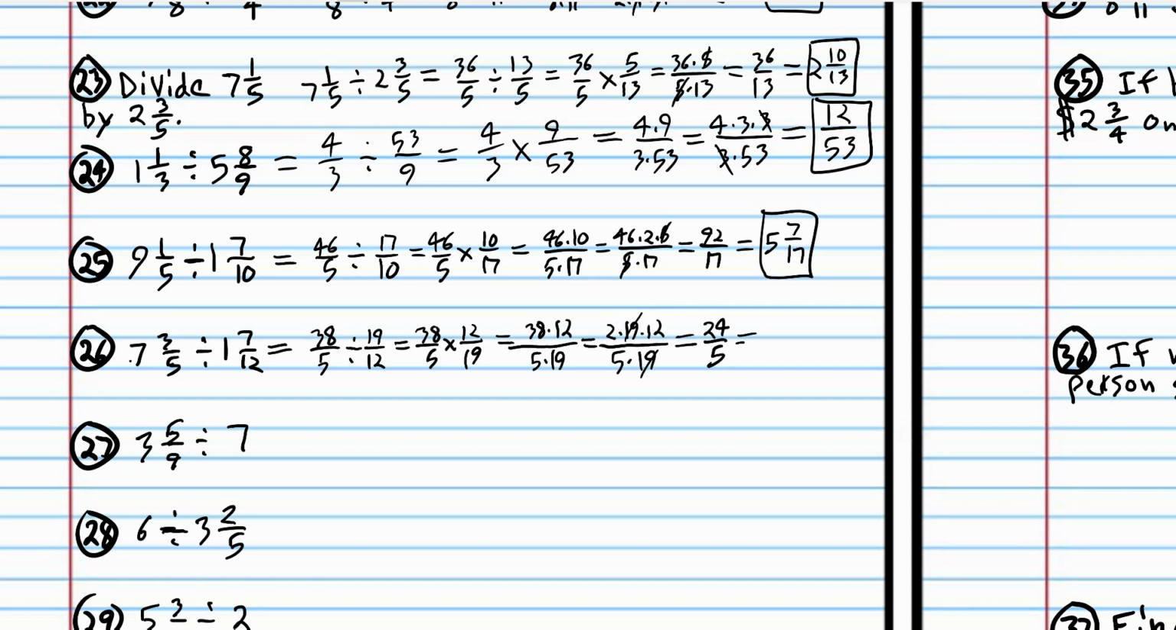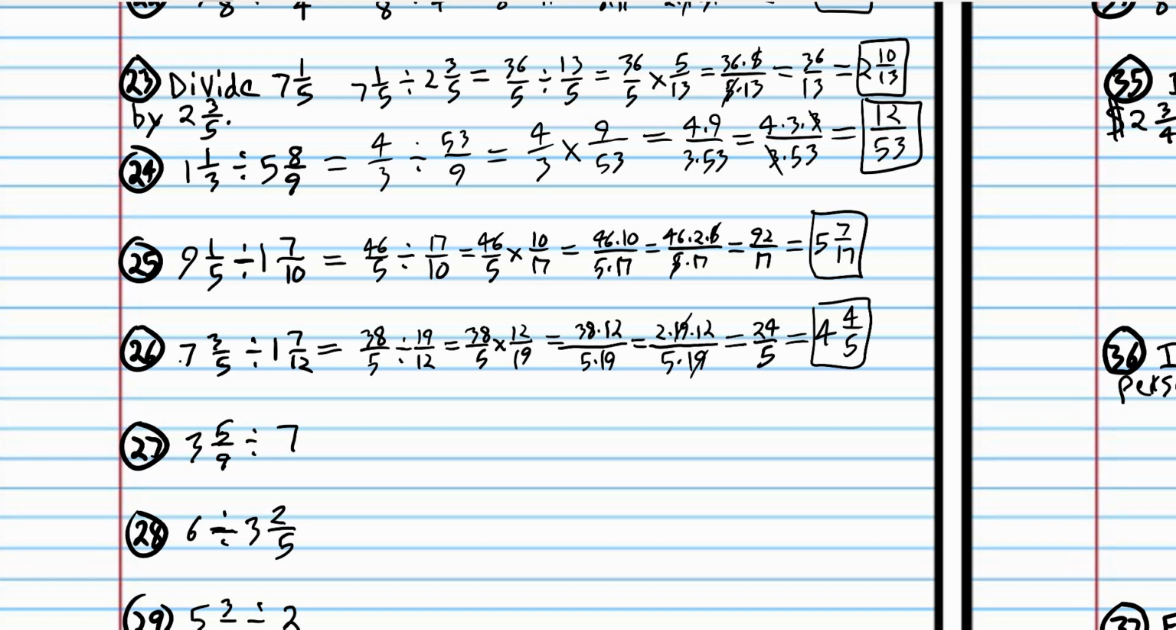All right, now if you leave it as 24 over 5, you get a point taken off, so we have to convert it to a mixed number. 5 goes in 4 times. 5 times 4 is 20. 24 minus 20 is 4. And keep your denominator here. All right. Let me just double check my work there. Yep, that looks right.